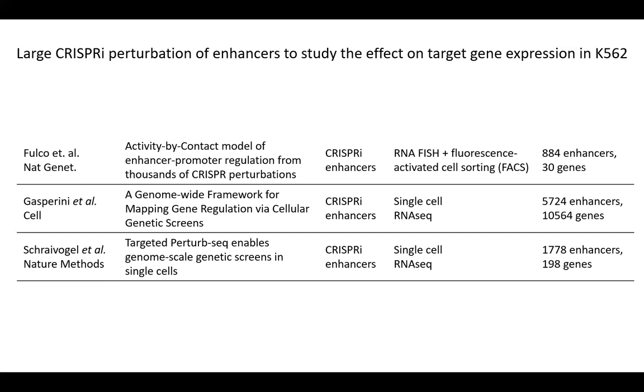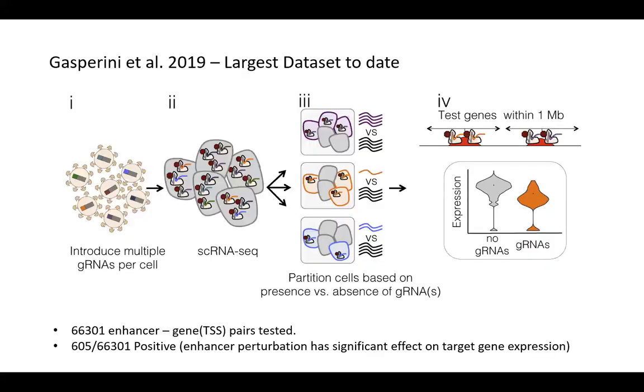So this was the largest study done so far, where they targeted 5,700 enhancers and measured the readout of about 10,000 genes. And they were able to achieve this because they weren't trying to get one guide RNA into one cell. So it wasn't a one-to-one relationship. If they were to do that, the amount of single cells and the amount of reads that they had to generate would have been enormous. But instead, they decided to multiplex the guide RNAs so that each single cell has multiple guide RNAs.